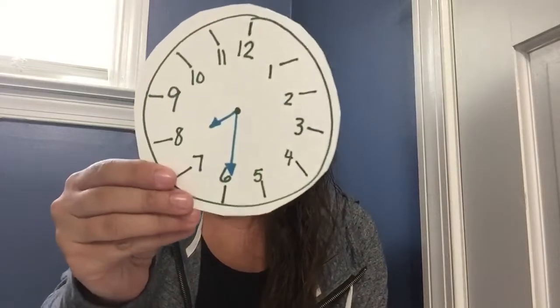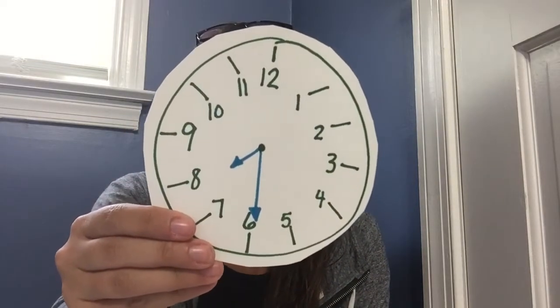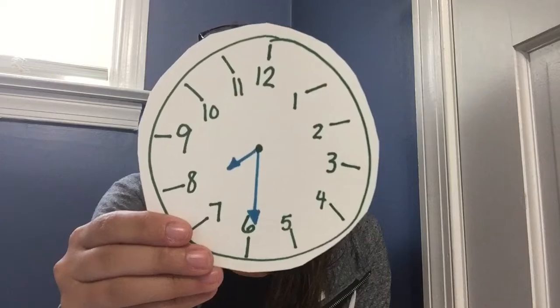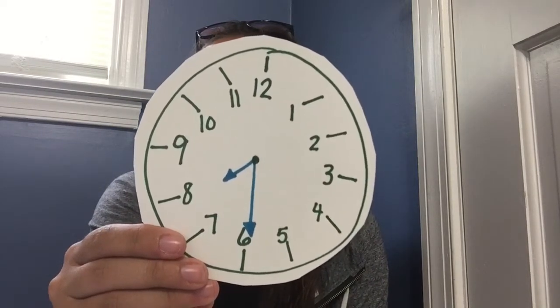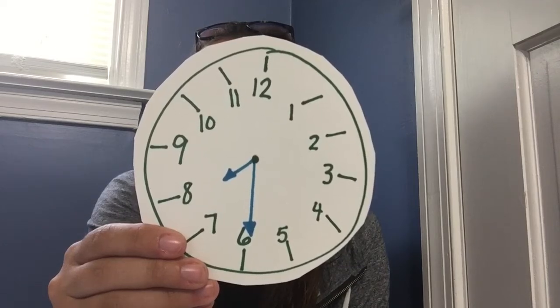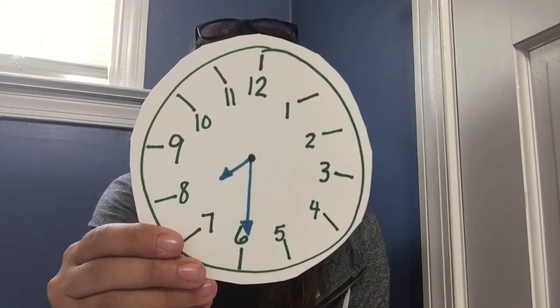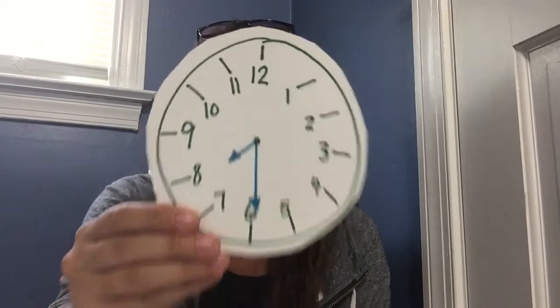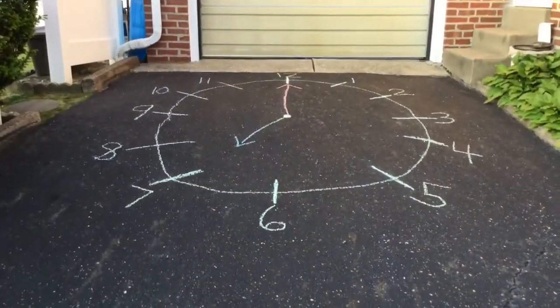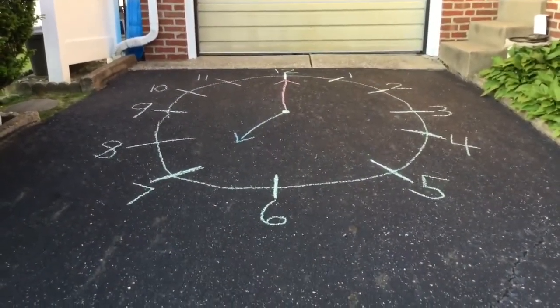Now I'm going to show you a clock that I drew, and I want you to think about it and see if you can figure out what time this clock is showing. The short hand is the hour hand, and the long hand is the minute hand. If you said it is 8:30, you are correct. Now see if you can find a clock that looks like this in your house.